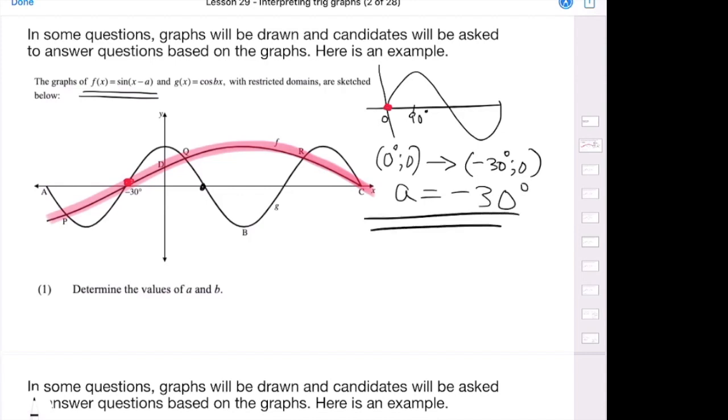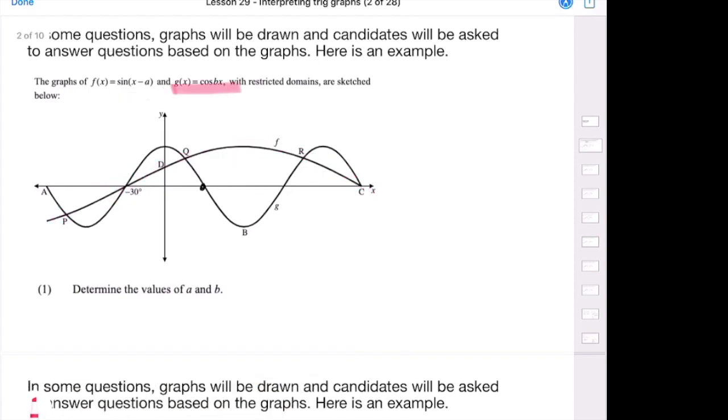Now, the reason why a should be negative 30 degrees is because if we sub in that negative 30 degrees into our function there, we will get x plus 30 degrees. Remember, we said when you see a plus, it means you are shifting to the left.